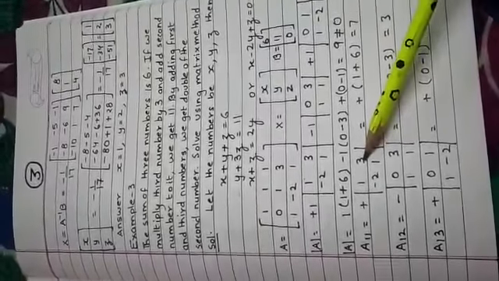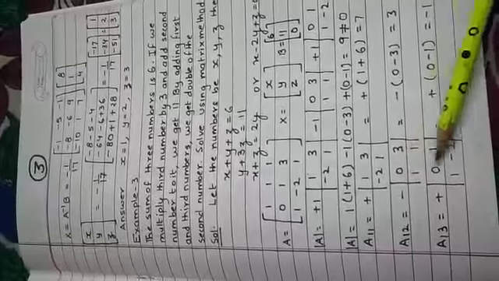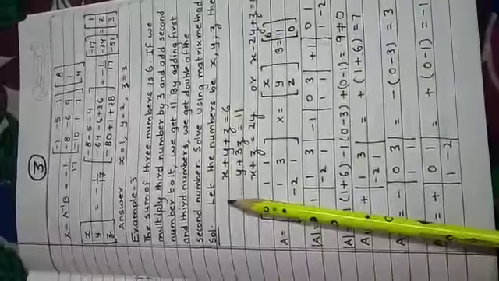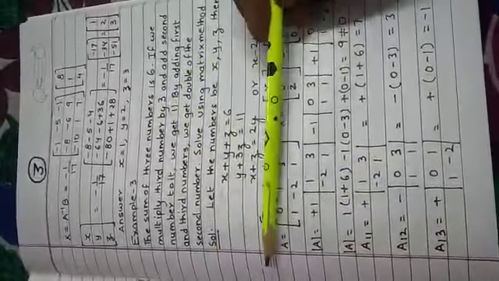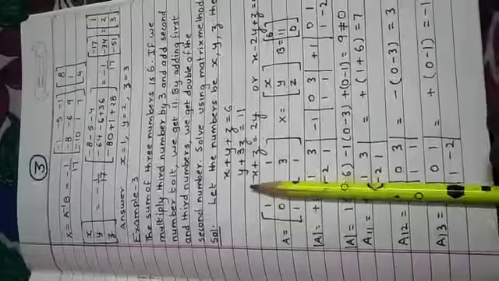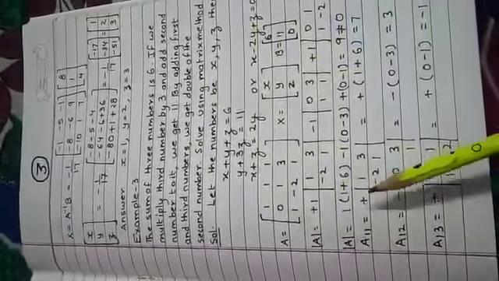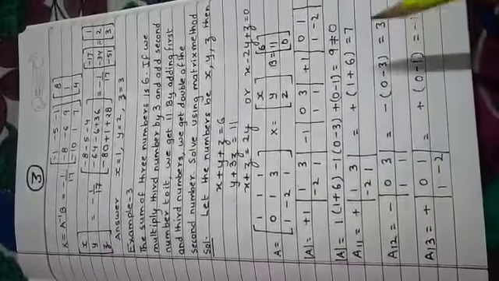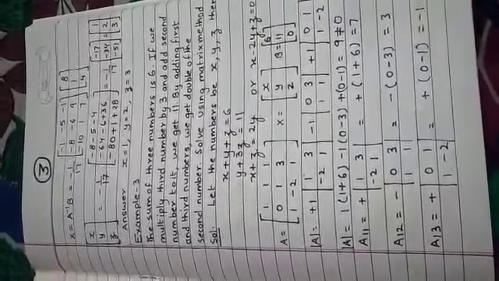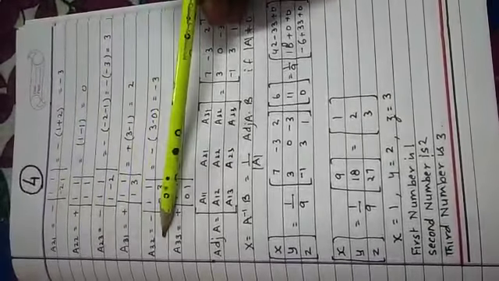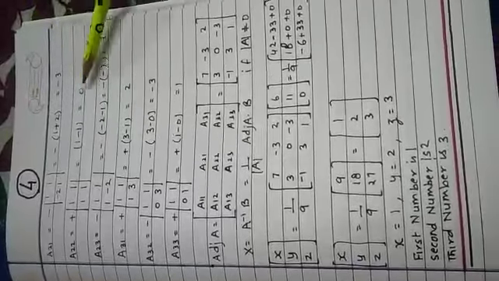We are finding out A11, A12, A13. A11 we know, first row, first column. Then A12, first row, second column. A13, first row, third column. First is with positive, then negative, then positive. You get the values 7, 3 and 1. Then A21, A22, A23, A31, A32, A33. We find out the values.